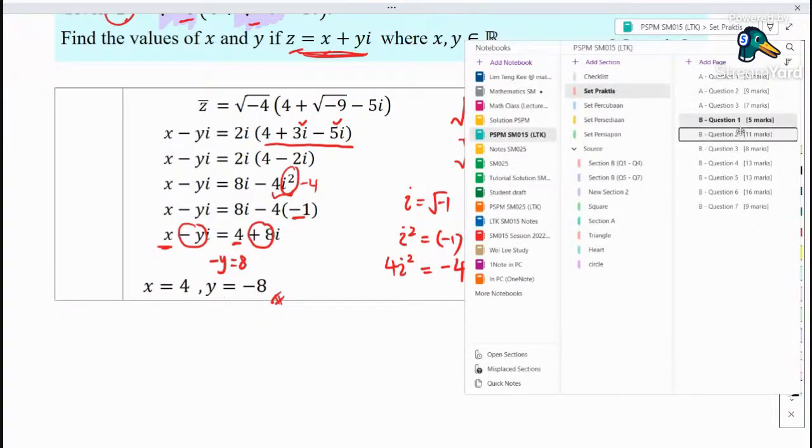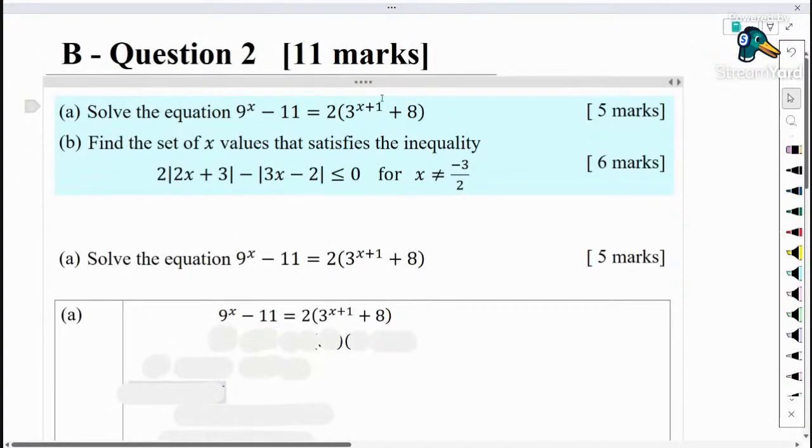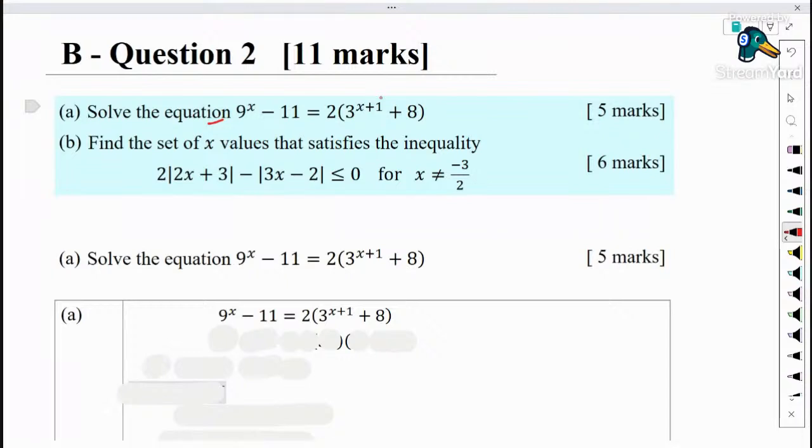Go on. Question number 2. 11 marks is allocated to us, and it regards chapter 2. So in here, the first question given to us is to solve the equation 9 power of x minus 11 equals 2 multiply 3 power of x plus 1 plus 8. When you look at this equation, obviously it is the case of indices equations. And how we solve that, later we will tackle it slowly.